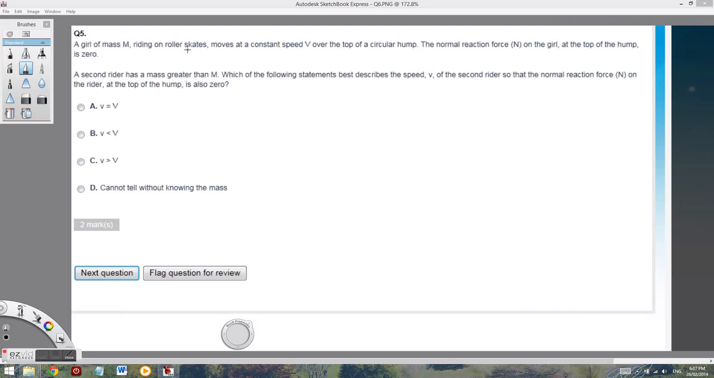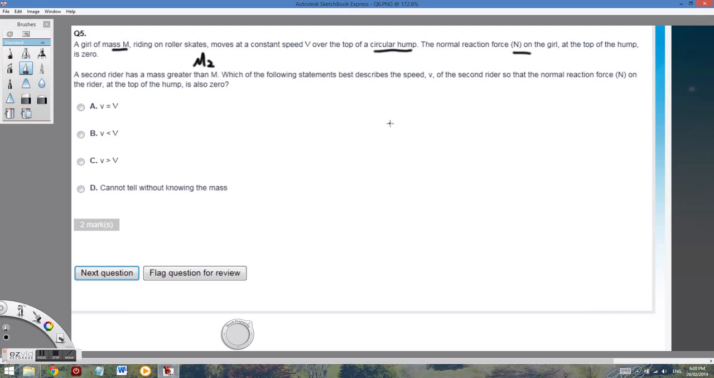Now have a look at this question. We have a girl, and this time we have a circular hump. Now we have a second rider with a mass greater than m, so let's name it m2. Which of the following statements best describes the speed of the second rider so that the normal force on the rider at the top of the hump is also 0?